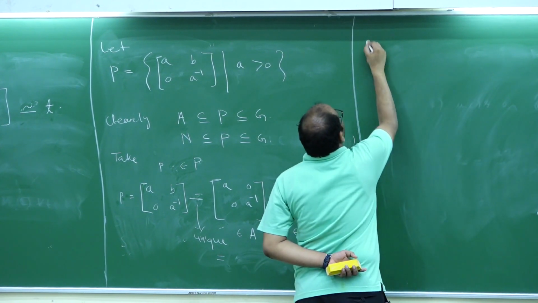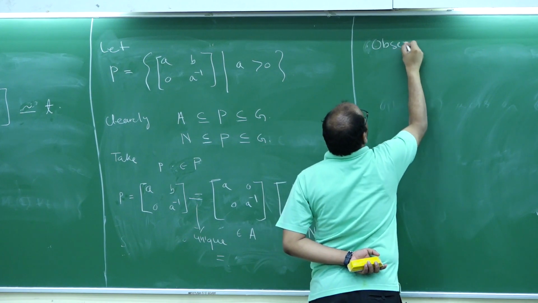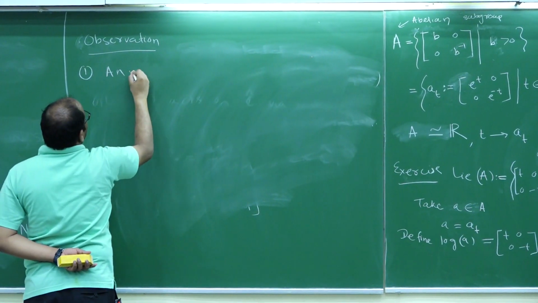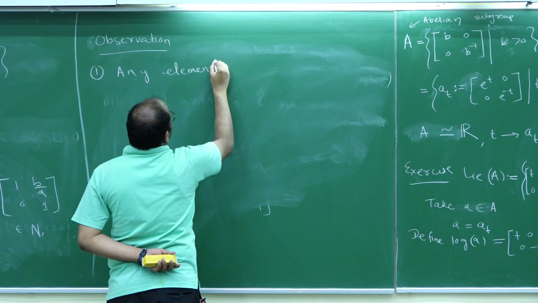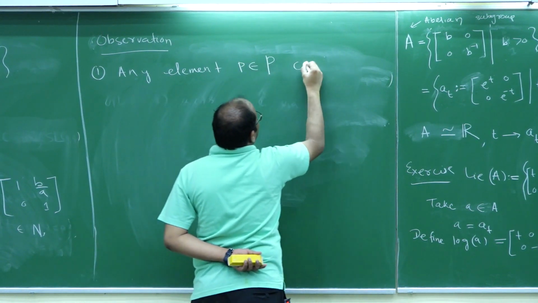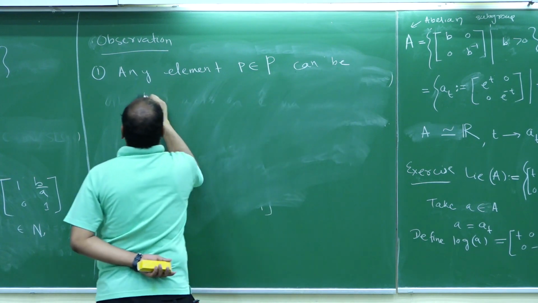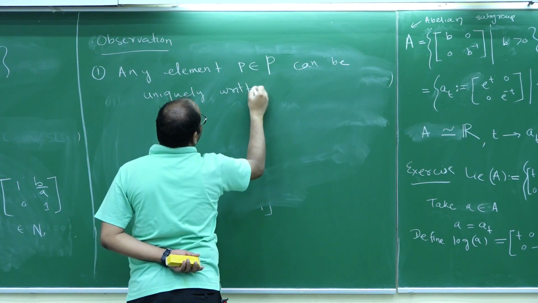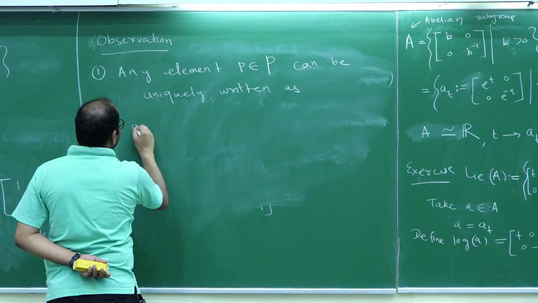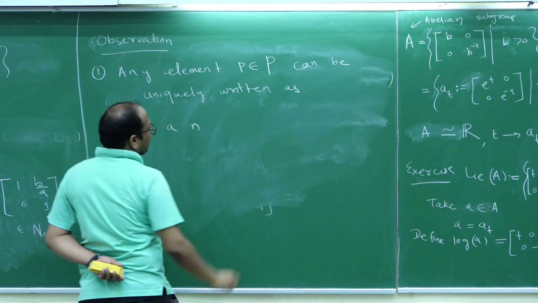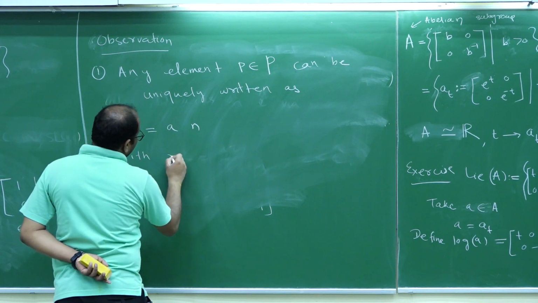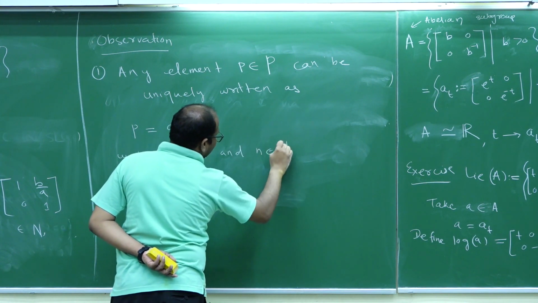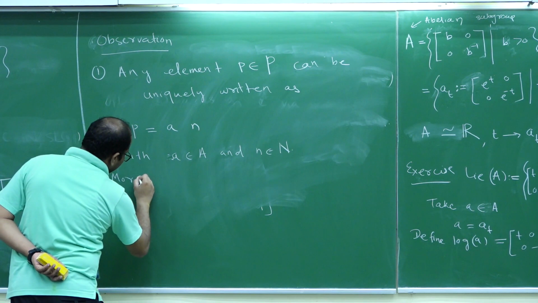So what I am saying, observation: any element p belonging to P can be uniquely written as p equals a times n, with a belonging to A and n belonging to N. Moreover, this is continuous.